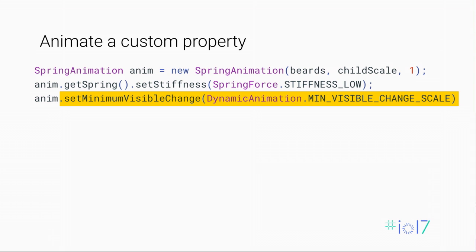In our case, we're animating child scale, which is essentially a scale property. So we're going to use the already defined constant min visible change scale. And then we can set the start value to 0.5 so that the scale animation starts from a half scale and then blows up. And then eventually, it will settle at scale of 1, its normal size.